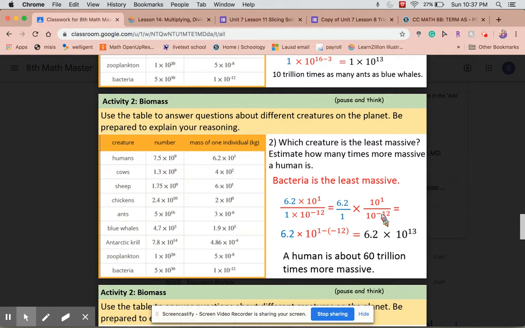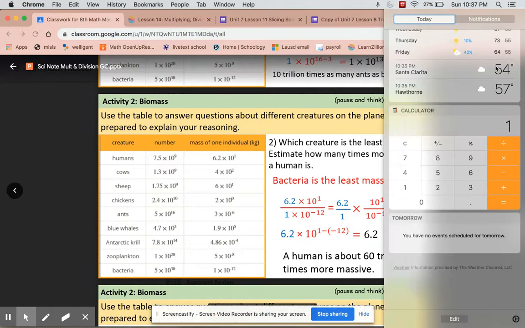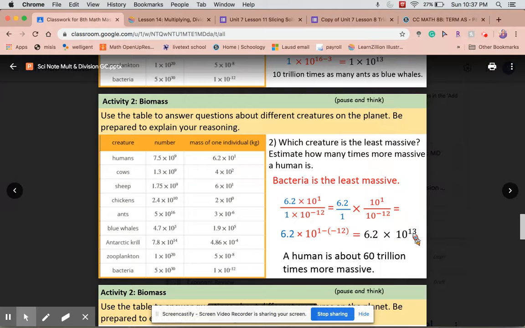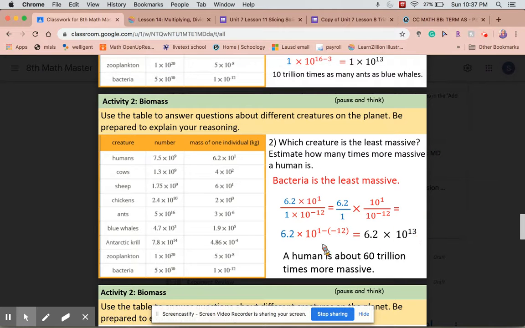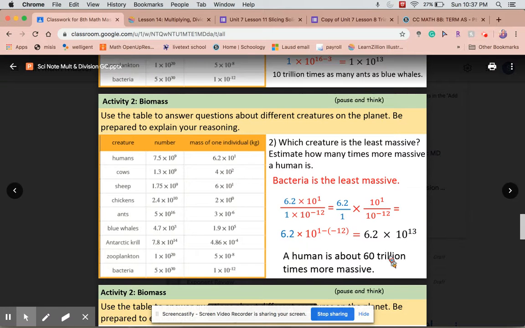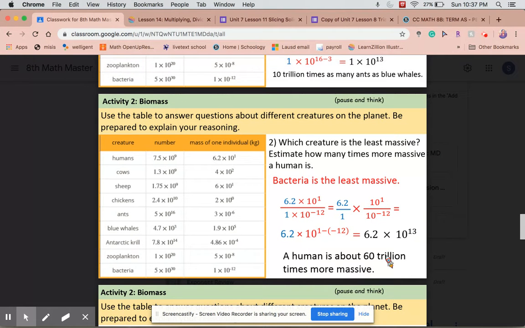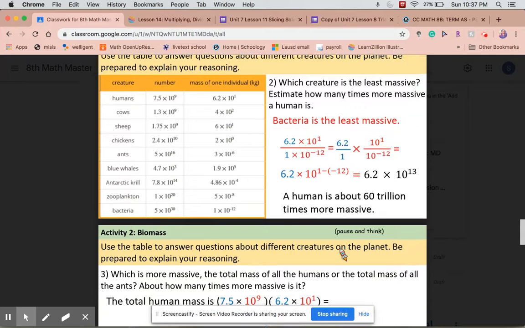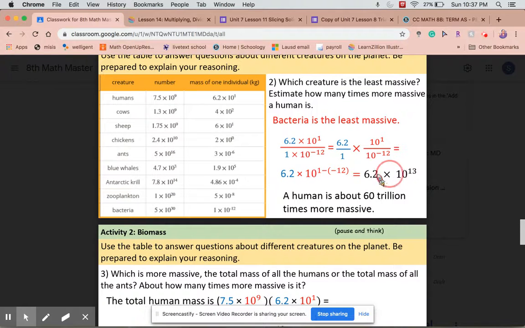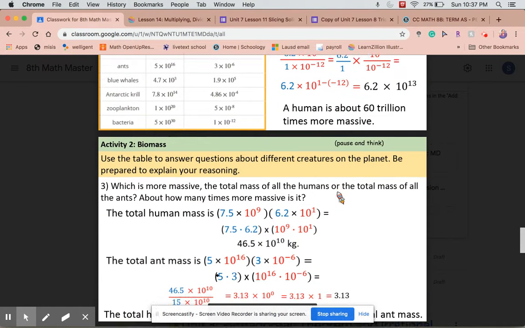We don't assume that this is the operation that we're doing for the rule. You need to put it there. Okay, don't get confused. And then how do I do that in my calculator? 1 minus 12, and then with the negative, equals 13. Okay, so a human is about 60 trillion times more massive. 13 zeros is about a trillion. Or this answer is just good enough too.